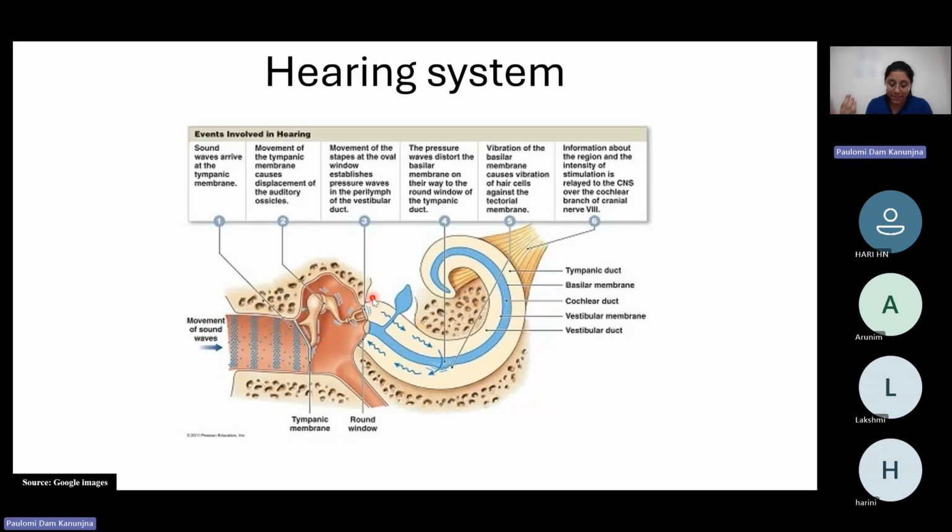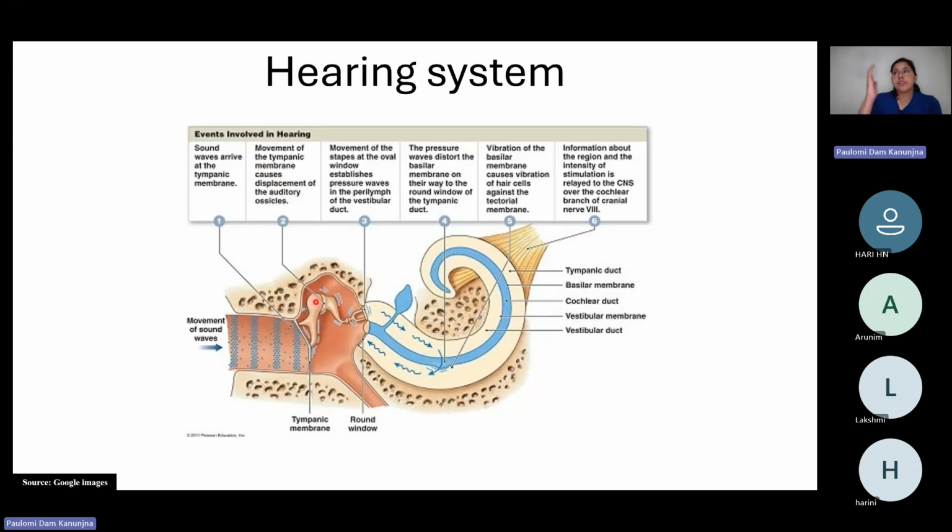Okay, so remember these. Now let me tell you briefly, for your recollection, what the events in hearing are. If you can just see this entire structure here. The first thing is, from the outer ear, your sound waves arrive at the tympanic membrane. This is the tympanic membrane here. Next, as the sound hits the tympanic membrane, there is movement of the membrane, and because of that movement, there is displacement of the auditory ossicles. So these three bones in the middle ear move.